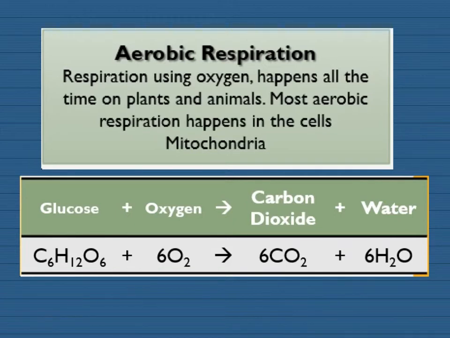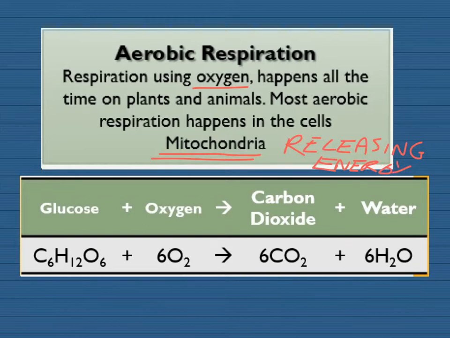Aerobic respiration is respiration using oxygen. It happens all the time in plants and animals. This usually happens in the mitochondria, so it's releasing energy. Now, one of the key things that many students say is that it produces energy, but it does not. It's releasing energy. You cannot produce energy, but you can release it.